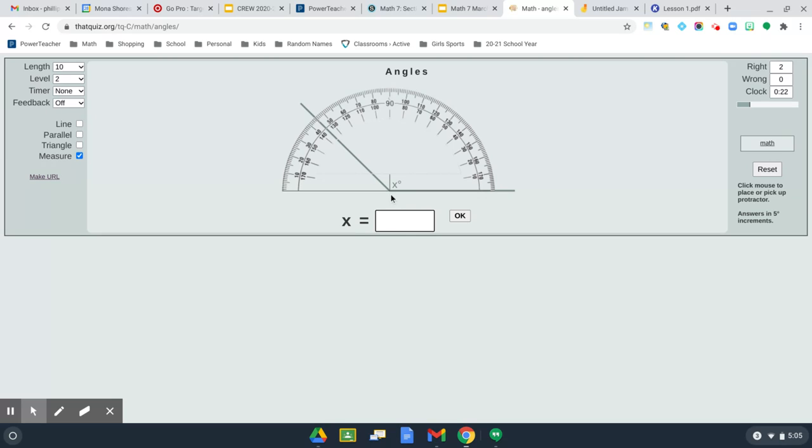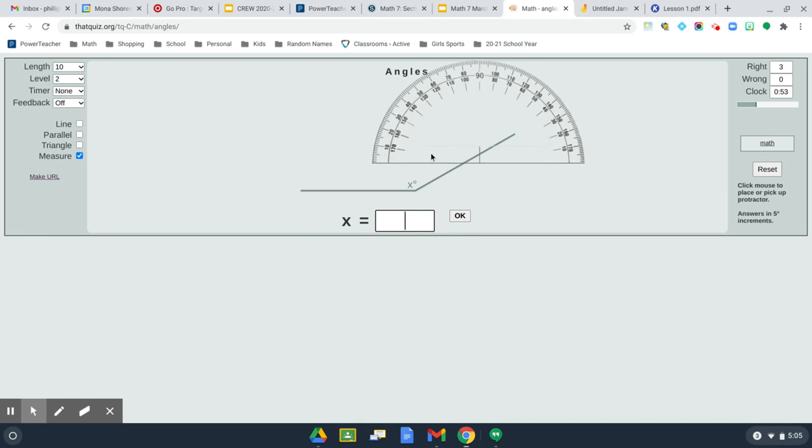So right here, notice where it's going through. It's going in between 40 and 50 and in between 130 and 140. So that means it looks like it's halfway in between. This is an obtuse angle. This is greater than 90 degrees. So that means this needs to be 135 degrees, 135, not 45. This is greater than 90, 135 right there.